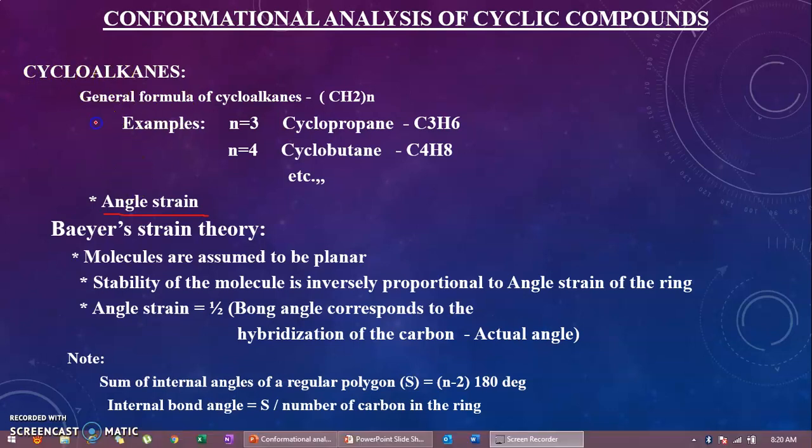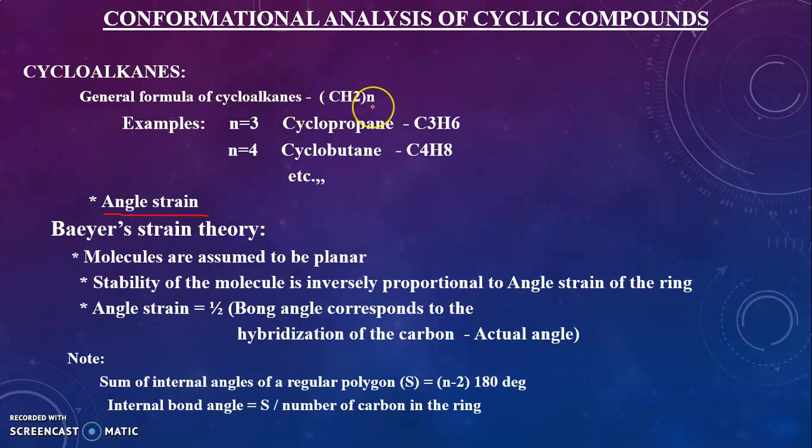The general formula of cycloalkanes is CnH2n, where this n can take values 3, 4, 5, etc. When n is 3, we get cyclopropane. If n is 4, we get cyclobutane. Like this, we have cyclopentane, cyclohexane, cycloheptane, etc.